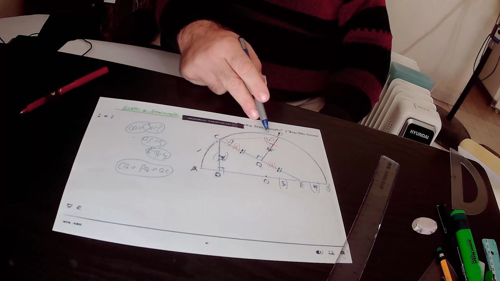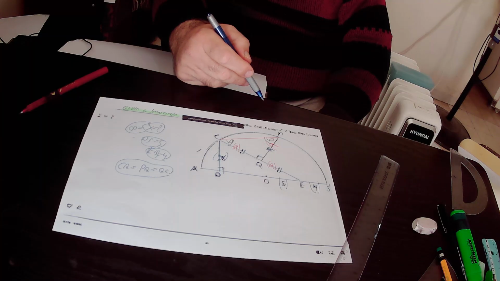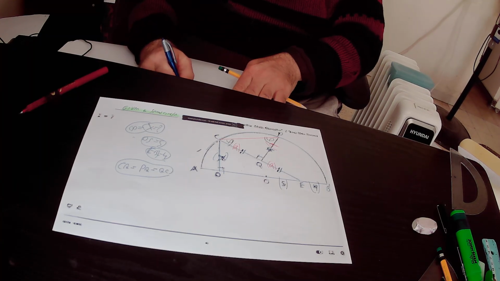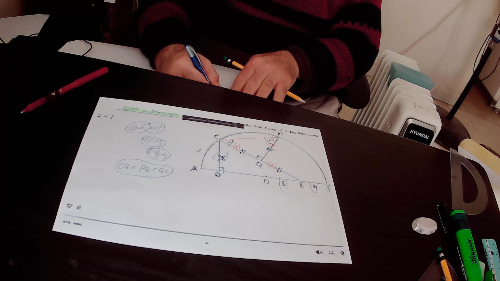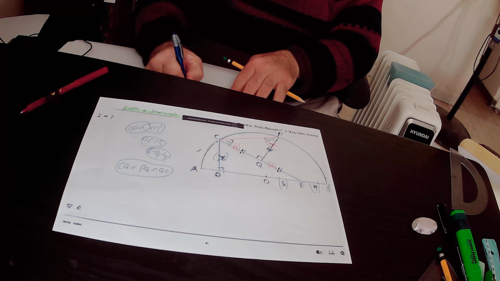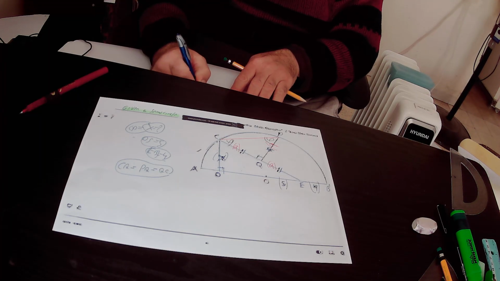Alpha plus alpha is 2 alpha, plus 90 degrees, in total must be equal to 180 degrees. In the right triangle CPQ, 2 alpha plus 90 degrees in total must be equal to 180 degrees, according to the rule that says that the sum of the angles in any triangle is equal to 180 degrees.